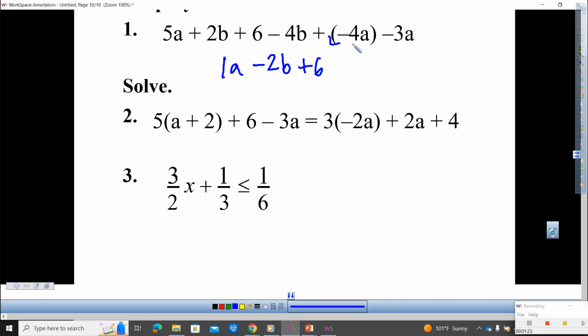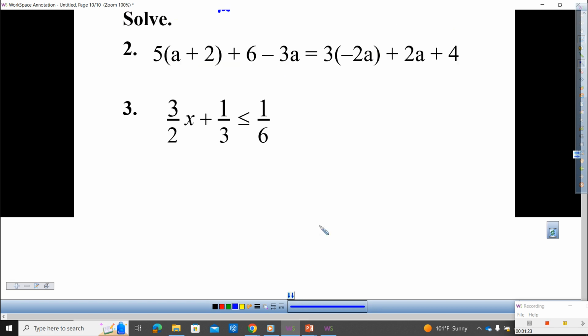We got negative 4a and negative 3a. That's negative 7a. Combine that with positive 5a, so that gives us negative 2a. All right? Let's go to B. Negative 4b and positive 2b gives us negative 2b. Bring down the 6. Hands if you got that. All right, looks about right. Let's go to number 2. Let's go over that one together just to make sure we got the practice in.